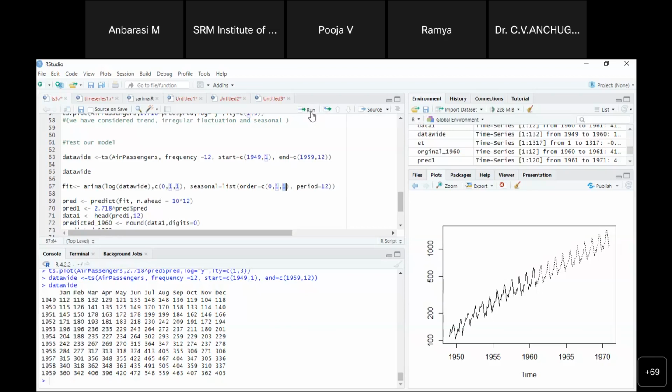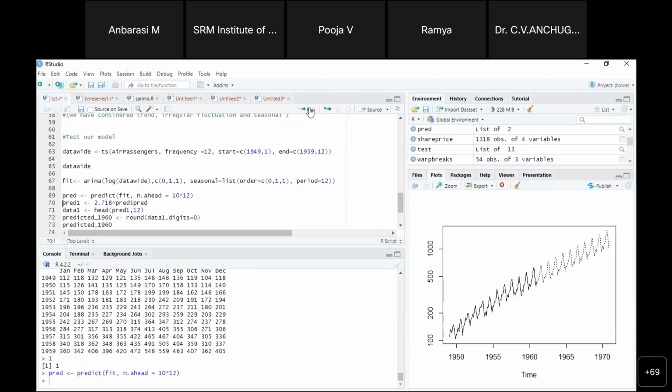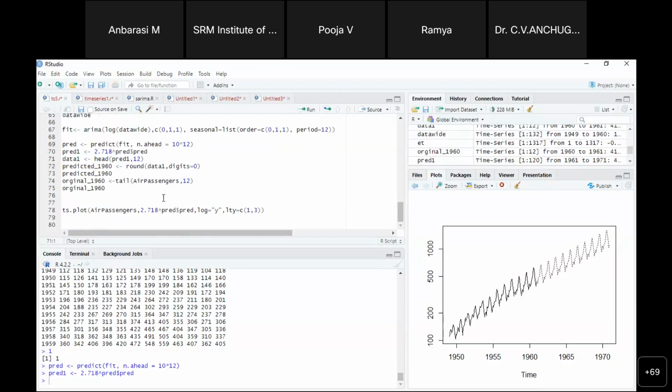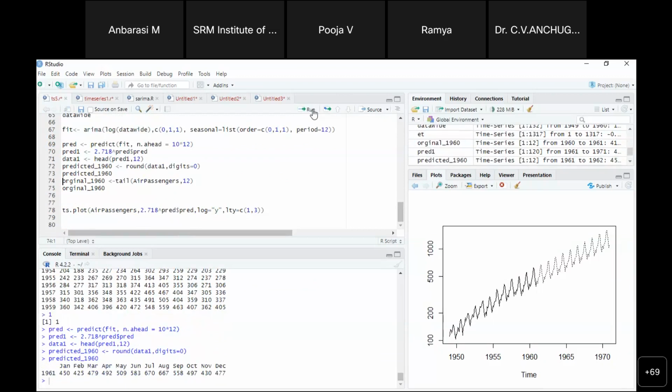So based on this, we are going to predict the 1961 original value. Only 1961 we are going to predict, that's it. Okay, so this is the original value. The predicted value also we can see. If you want to compare with the original value, you can see that.